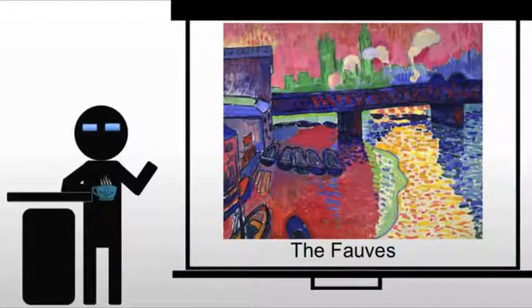So here we are entering into the 20th century, and of course we need to deal with the Fauves. It's traditionally the first movement we deal with in the 20th century, and of course this is coming out of Europe, more specifically France. But before we get there, let's talk about some of the background.